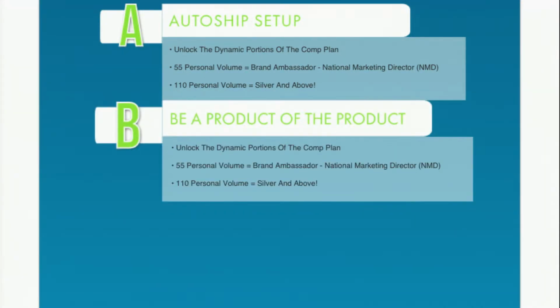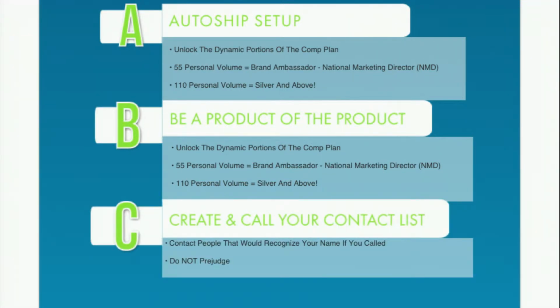The next step is to become a product of the product, meaning when you come on board, let's make sure you get one of our packs, whether it's an essential pack, a lifestyle pack, or a premier pack. And the third part of this is to help you to create your contact list. So number one, ABCs: A, auto ship, B, being a product of the product, and C, creating your contact list.